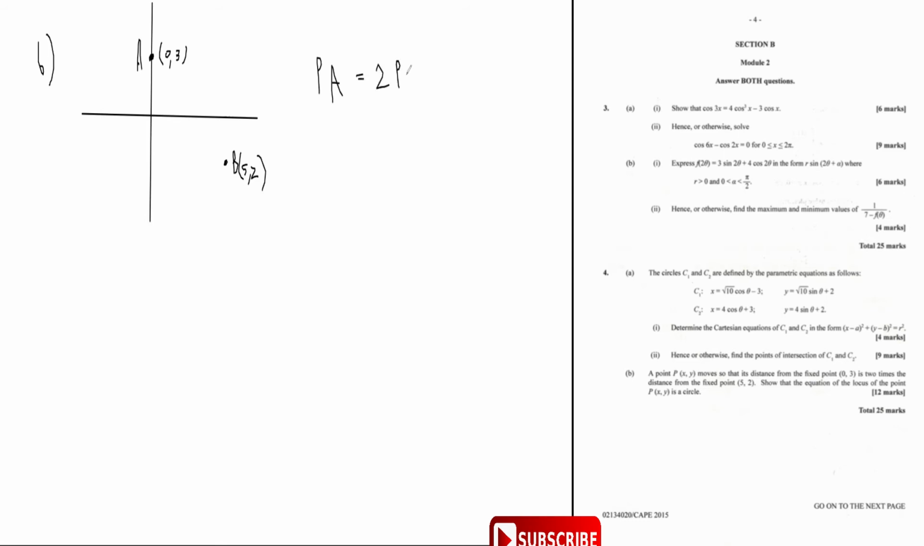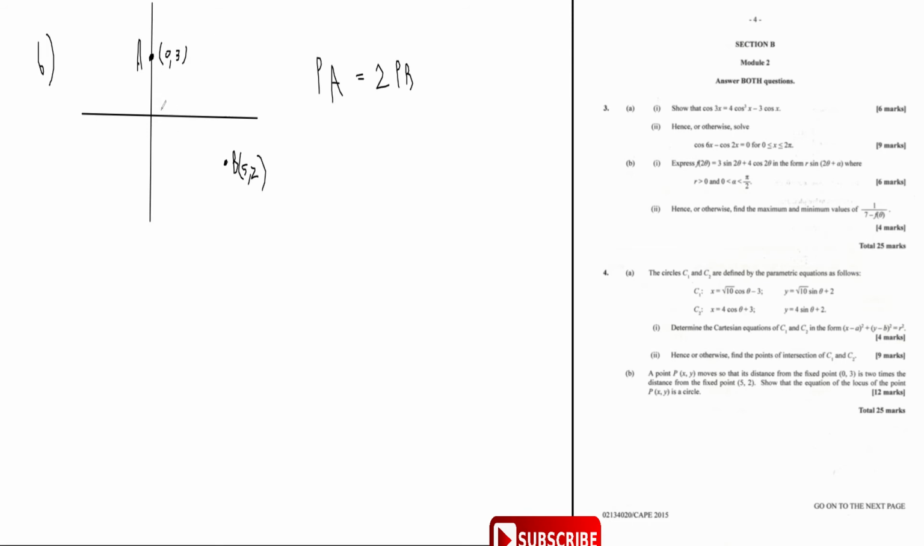Now we don't know where P is. I'm going to put some possibility where P could be, 2 times this distance must be this distance. So let's say 2 of PB will make it equal to PA. So if A is, I want it to be twice it. Let me see.